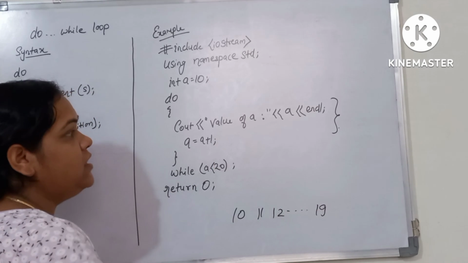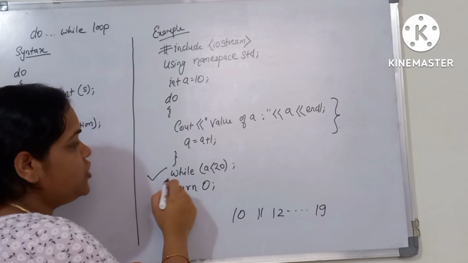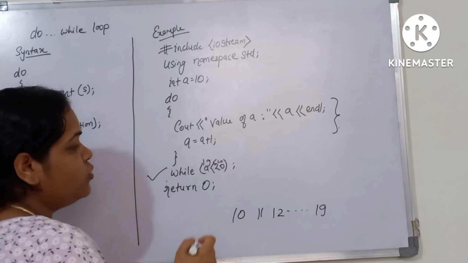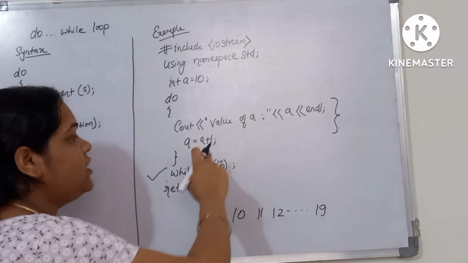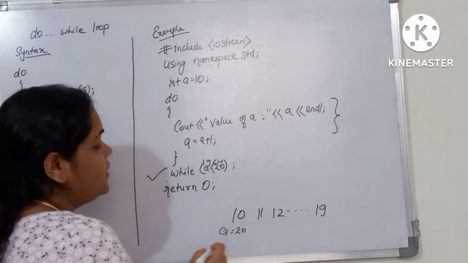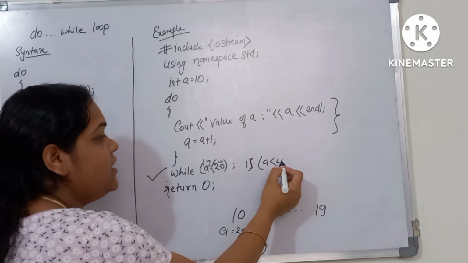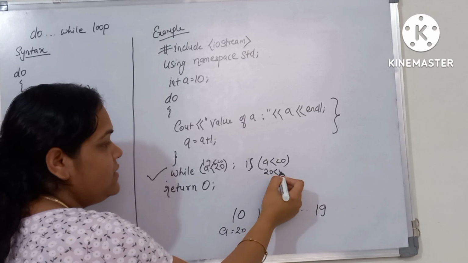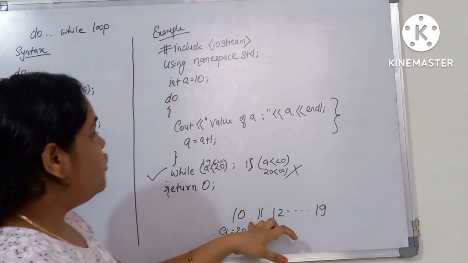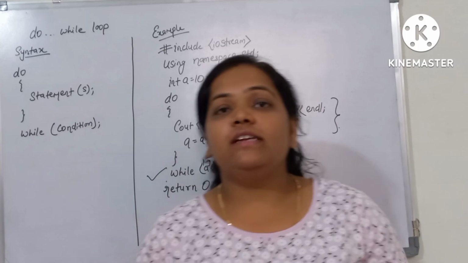way up to 19 the value of A will print, and then at last check the condition: 19 is less than 20. This is true. And at last when A is incremented and A reaches value 20, then is A less than 20? 20 is less than 20. This condition is false. So the values of A are 10, 11, 12 and up to 19. So that's it for today.